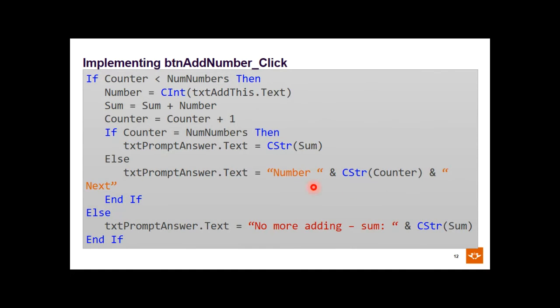Now this statement here, txt prompt answer.text is equal to number ampersand C string counter ampersand next, should produce: number 1 just captured, number 2 just captured, number 3 just captured. I mentioned this to the students on Tuesday's tutorial, but I don't think I covered it on Thursday or Friday. So what this is, ladies and gentlemen, is what we call string concatenation.